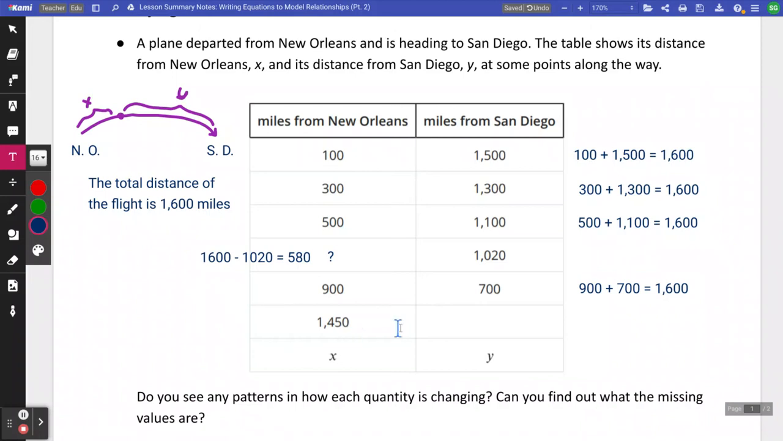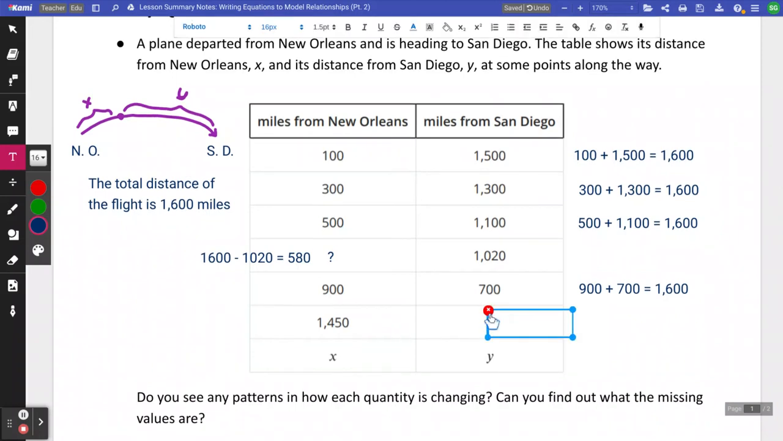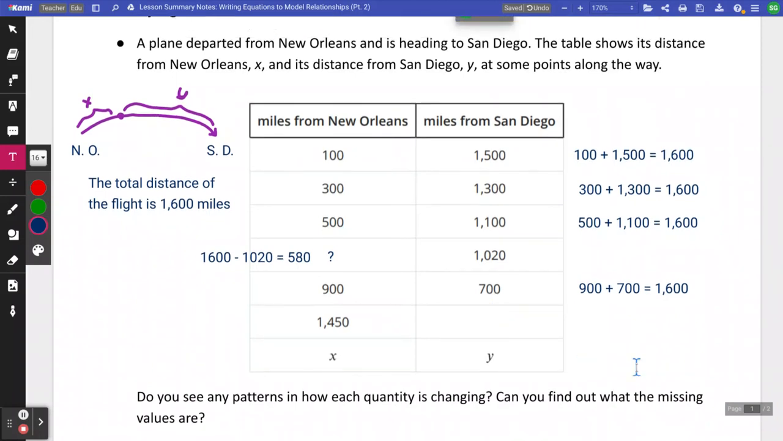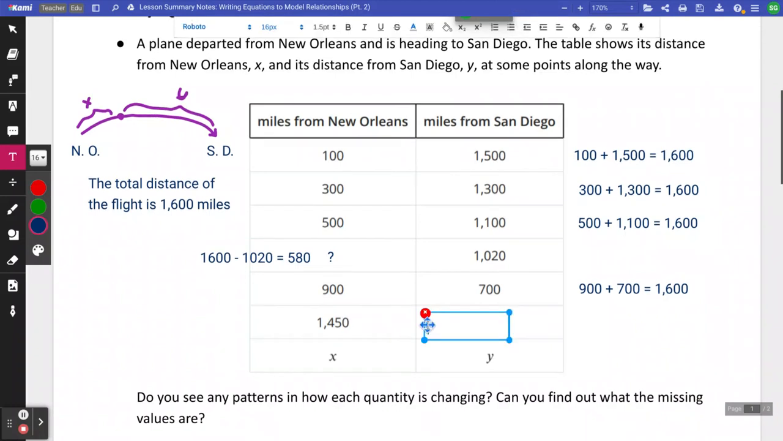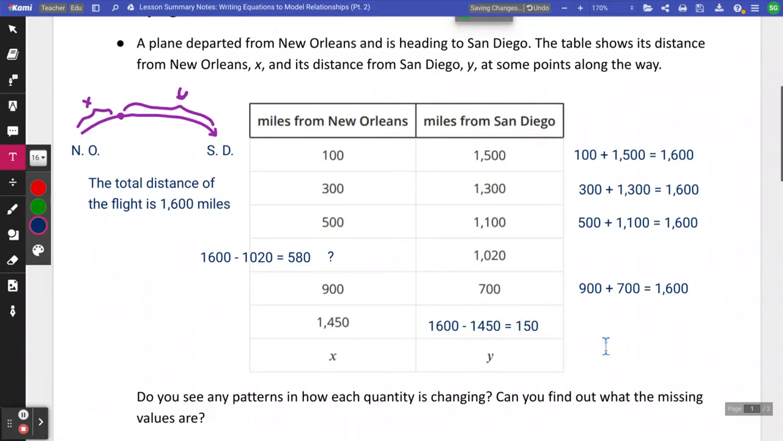Go ahead and see if you can find this missing number down here too. For this one, it's going to be similar to this one in the sense that I'm going to need subtraction to help me figure it out. If I know these two numbers add together and give me a total of 1600, I'm going to have to do 1600 minus that 1450 to figure out that missing number. And in this case, it's going to be 150.